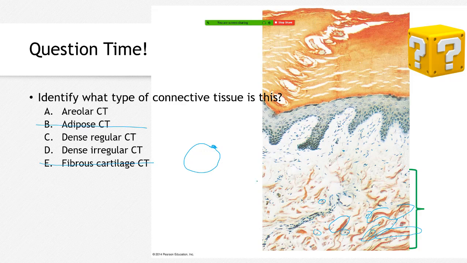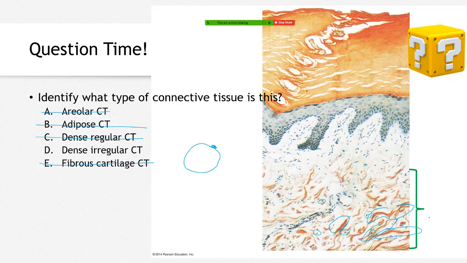Okay, dense regular connective tissue. If it's dense regular connective tissue, the collagen fibers should be parallel with each other, so it can't be that. If it's areolar connective tissue, we usually will also find elastic fibers as well, which we don't see here. So we're going to cross that one out. So this is the dense irregular connective tissue with the collagen fibers going in every which way direction. So this is going to be the dense connective tissue.